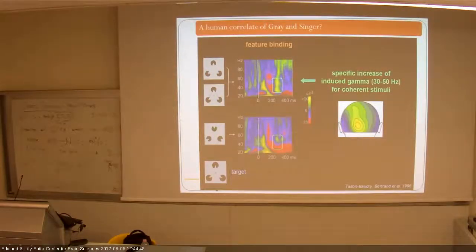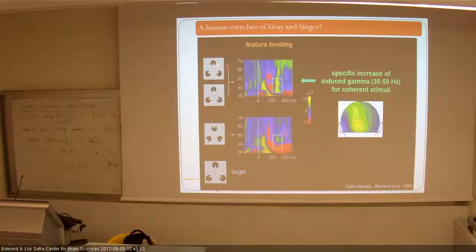And using this kind of time frequency responses, you can start asking whether specific frequencies at specific times vary as a function of the experimental manipulation. And this is a very famous example that I'm going to tell you about later, which is a mistake, but it's a famous result which illustrates nicely the way this is done.